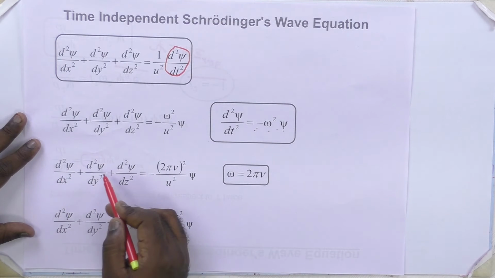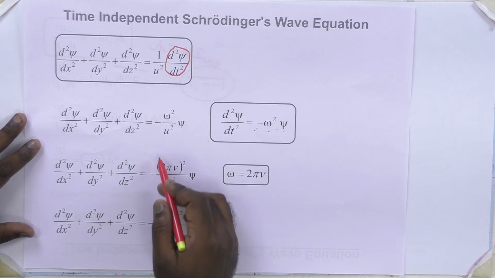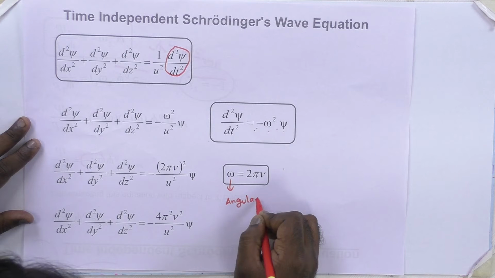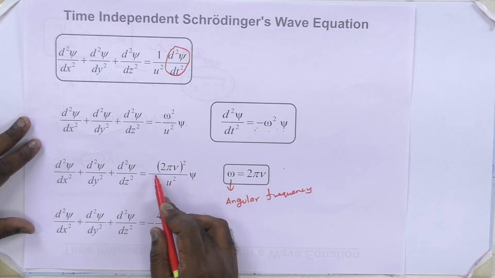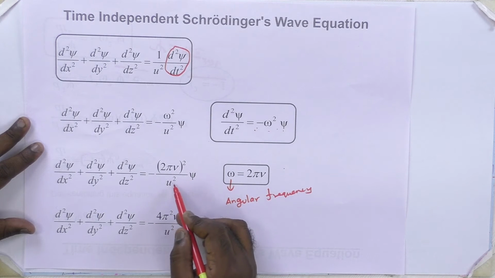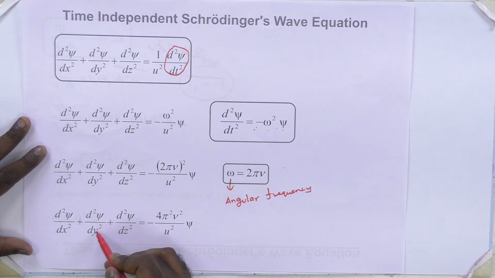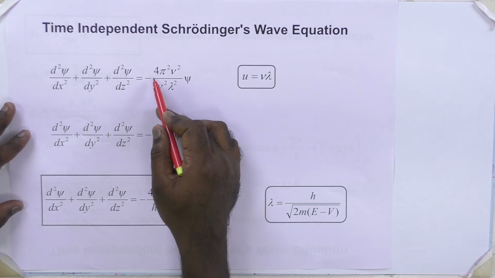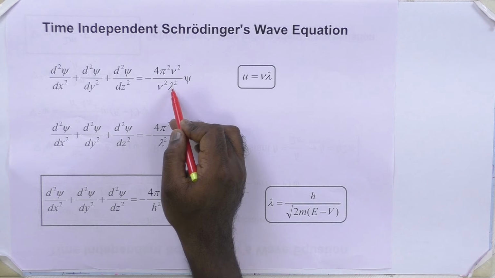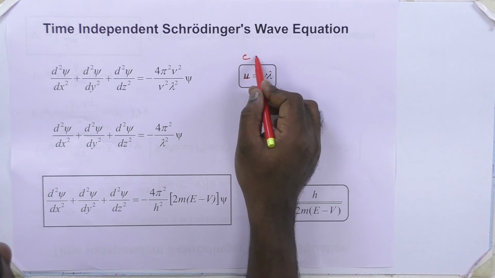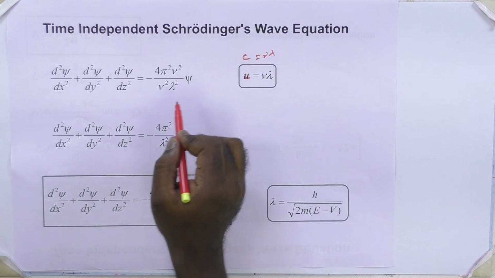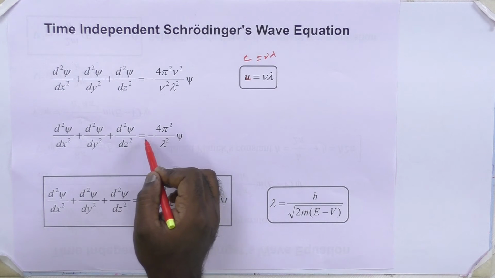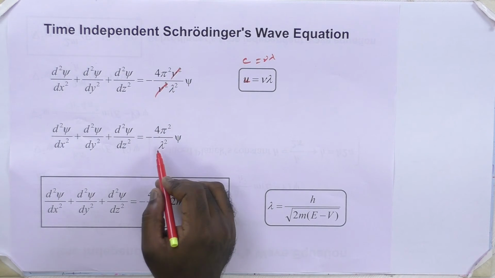So d²ψ/dx² plus d²ψ/dy² plus d²ψ/dz² is equal to minus omega squared by u squared into psi. We know the angular frequency omega is equal to 2 pi nu. So it becomes (2 pi nu) whole squared by u squared into psi, which is 4 pi² nu² by u² into psi, with a minus sign. Here u is the wave velocity, and you can write c is equal to nu lambda, so c² is equal to nu² lambda². So the right side is equal to minus 4 pi² into psi over lambda squared, as the nu squared gets cancelled.